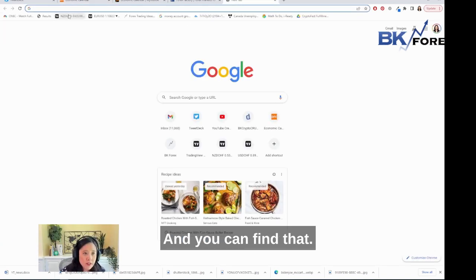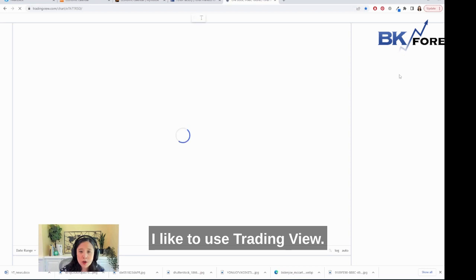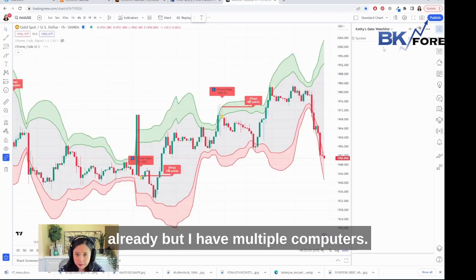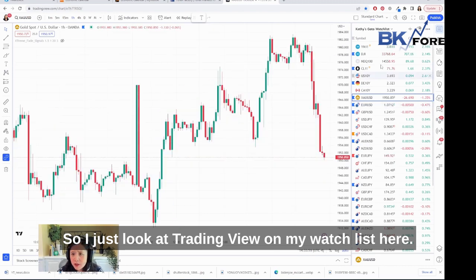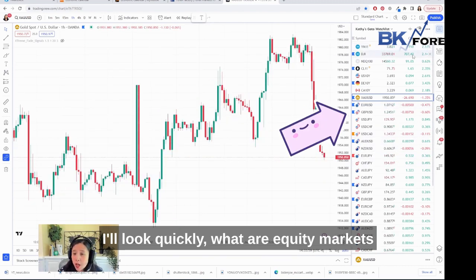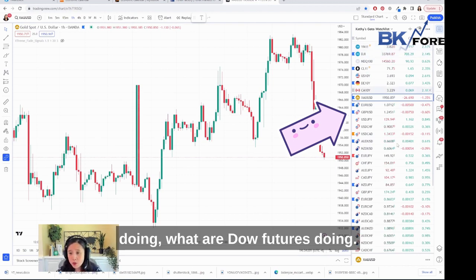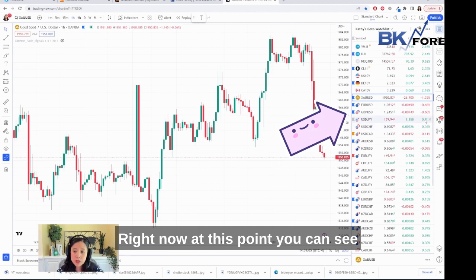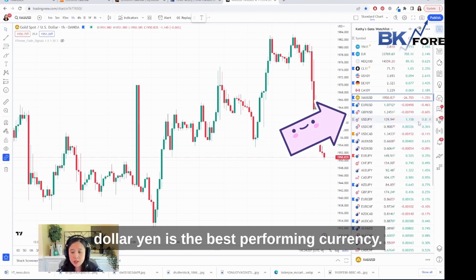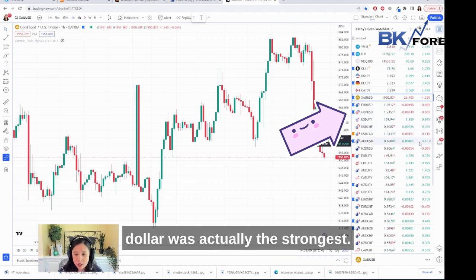And I like to use TradingView. I should have had this up already, but I have multiple computers. So, I just look at TradingView on my watch list. Here, I'll look quickly: what are equity markets doing? What are Dow futures doing? I'll look at what's the best performing currency. Right now, at this point, you can see dollar yen's the best performing currency. But on this given day, Aussie dollar was actually the strongest starting the New York session.